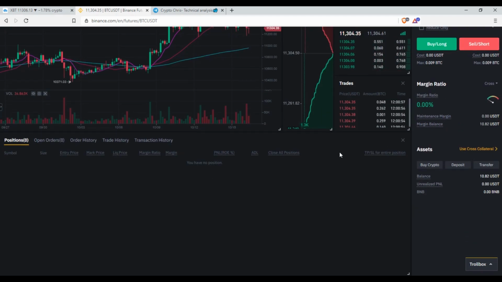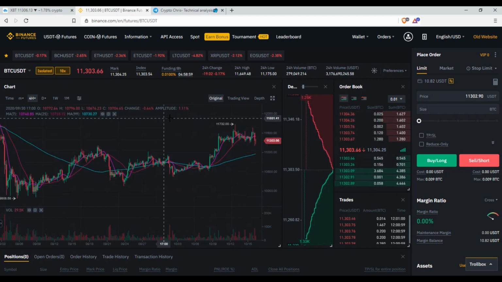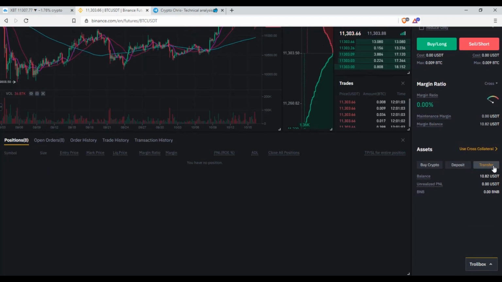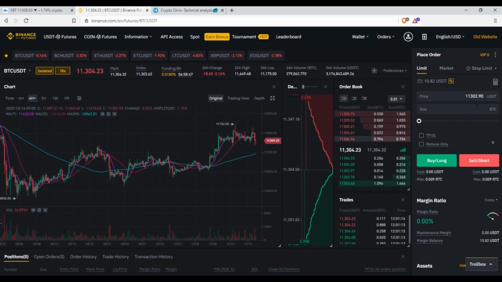Once you've transferred USDT to your spot wallet, all you're going to have to do is come back down here to transfer, and all you do is you transfer USDT from your spot wallet into your USDT futures. And then once you've done that transfer, you're going to have your balance up here on the right hand side. My current balance is 1082 because this is just a practice account to show you guys how to use the platform.